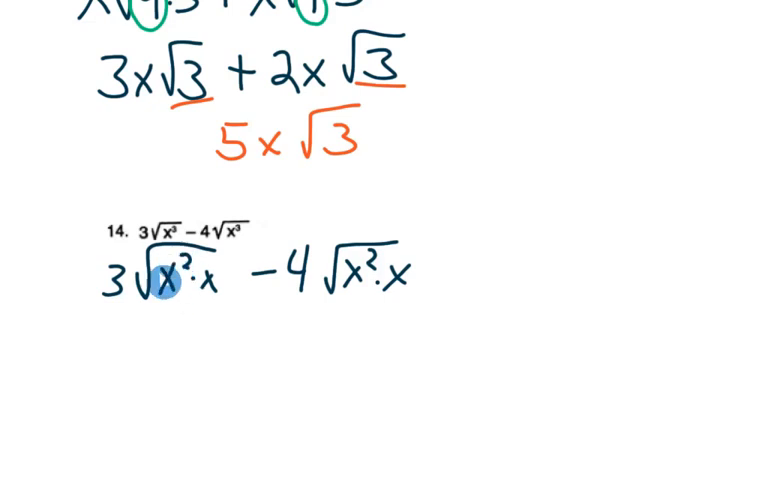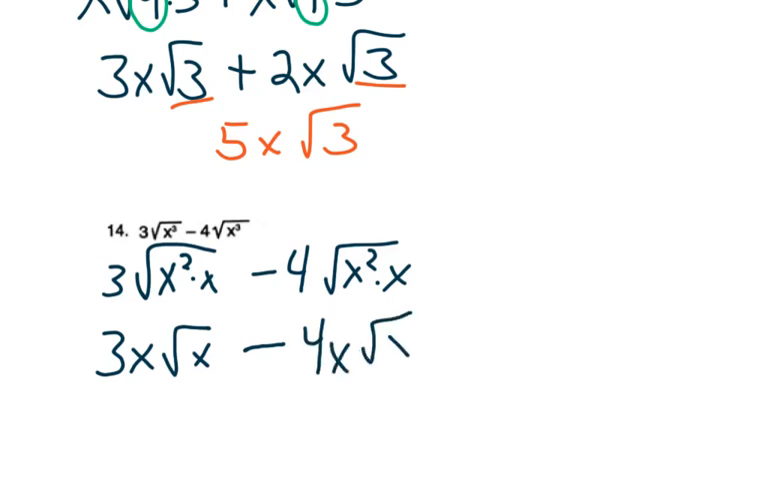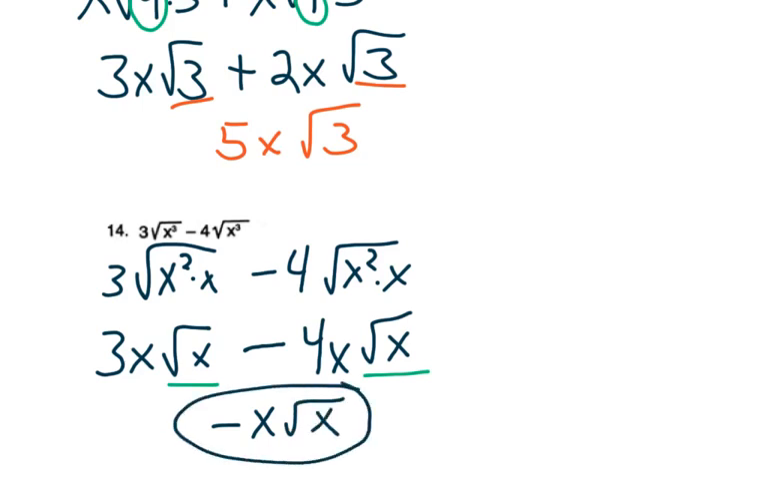So this x squared can escape. It's got an even exponent. So the square root of x squared is just x. Remember, divide that exponent by 2. So that's going to be 3x times the square root of x minus 4x, because that x squared gets to escape, times the square root of x. And then notice I now have my similar cabooses. So 3x minus 4x is negative x times the square root of x. So that would be your final answer there.